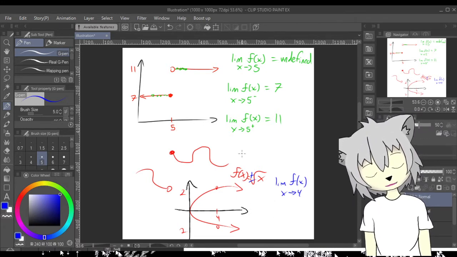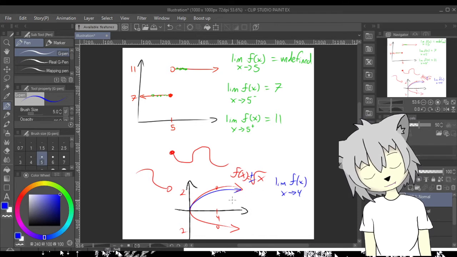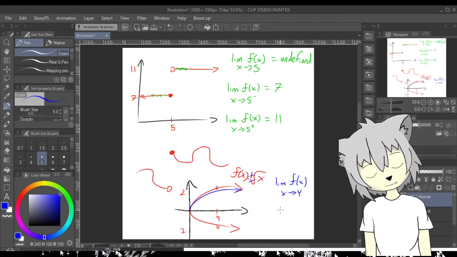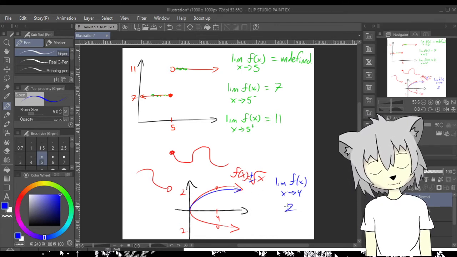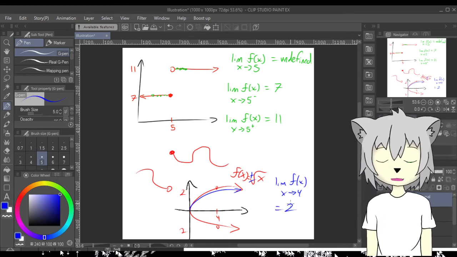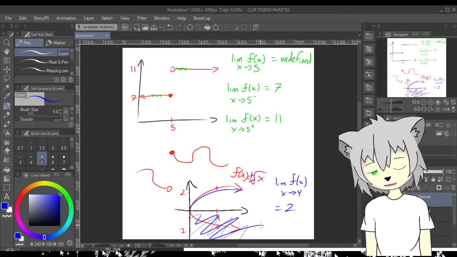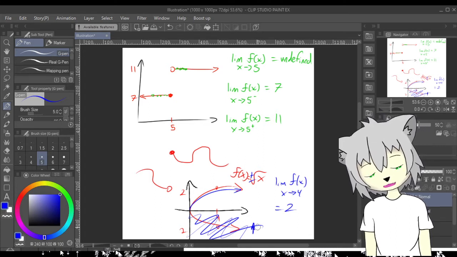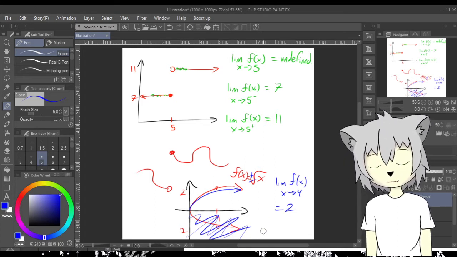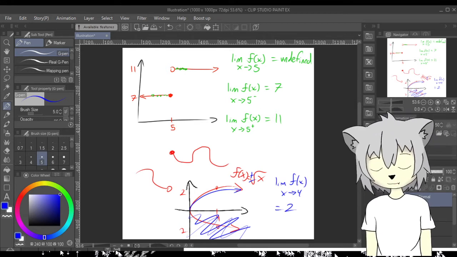But typically, since square roots are defined at the top, this would technically just be 2. Just be equal to 2. Typically we don't consider the bottom part. I don't know why, but it's just easier to do that, I guess.